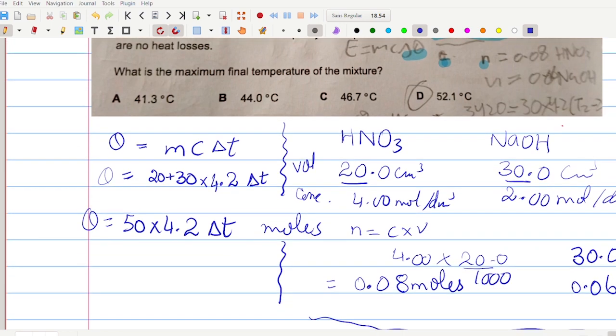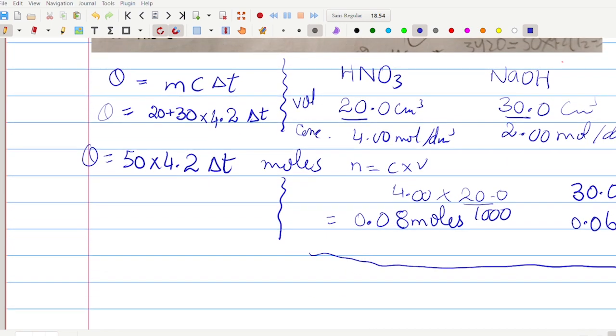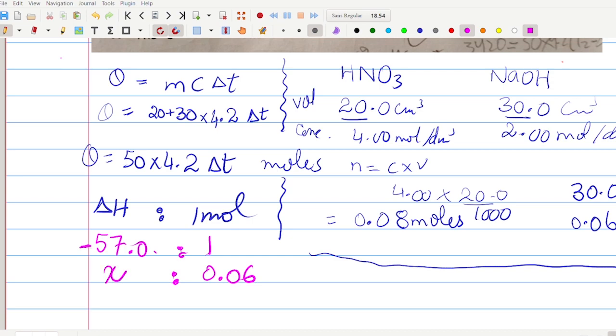So we will take the number of moles for it. The very important thing you have to focus on here, let me change the color, is that the enthalpy change is given to us for 1 mole. We have the enthalpy change 57.0, which is given for 1 mole. So for the limiting one we will take 0.06 moles. We can calculate the enthalpy change here.